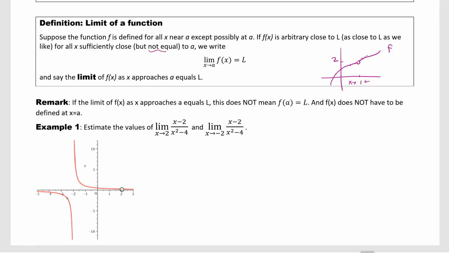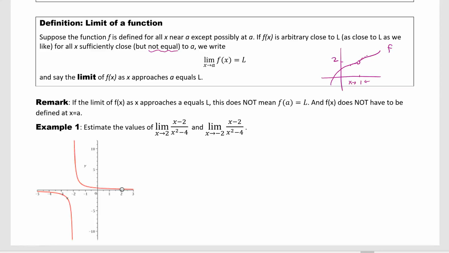So you are not required to know any information at that point. So when we write the limit of f of x as x approaches a equals L, this doesn't mean that f of a is L, and f of x does not have to be defined at a.